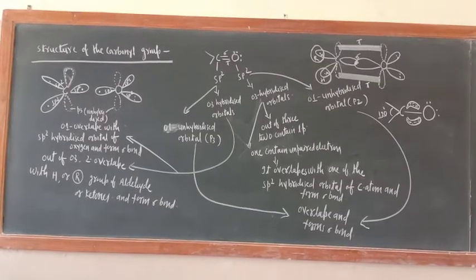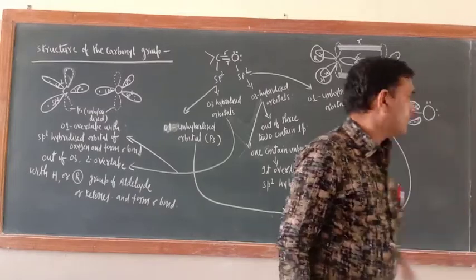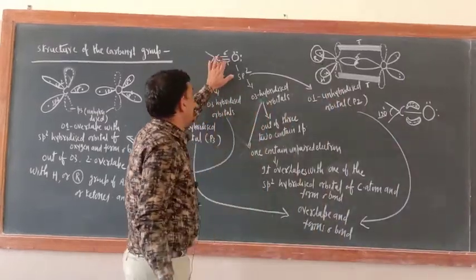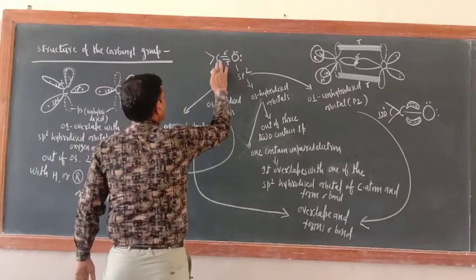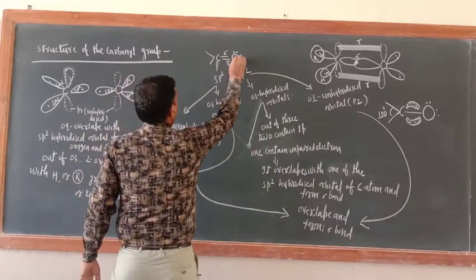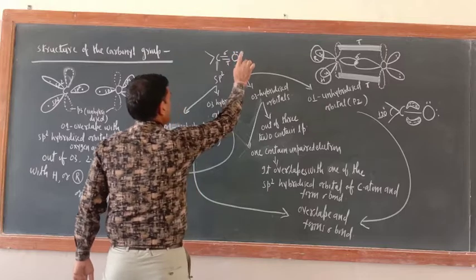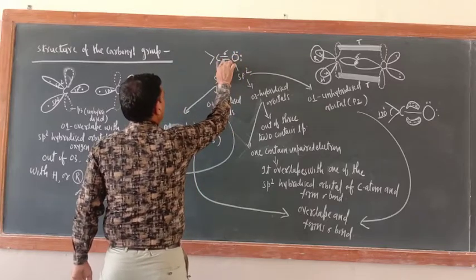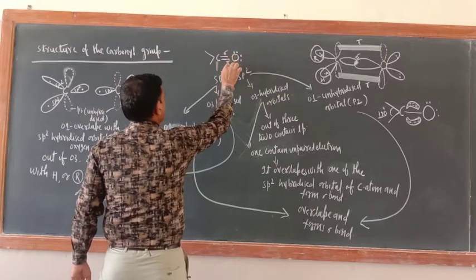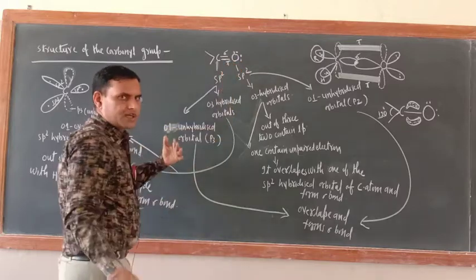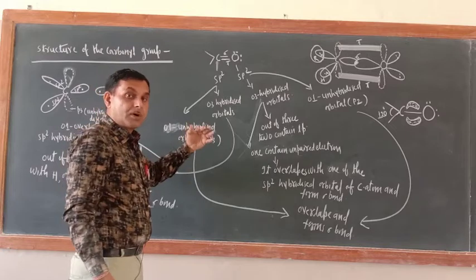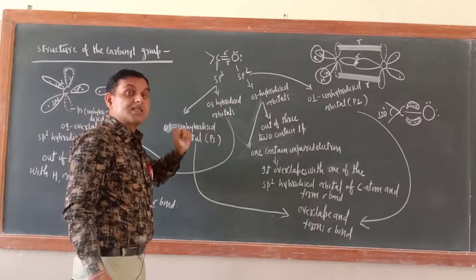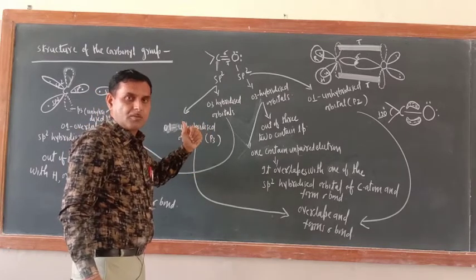Okay, so now just see the structure of the carbonyl group. Carbonyl group means C double bond O. Now try to understand, above the oxygen I have indicated 2 lone pairs. Out of the double bond, one is sigma, the other is pi. Sigma bond is always formed by axial overlapping. Pi bond is always formed by sidewise overlapping.